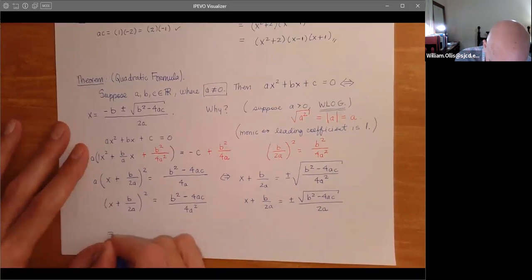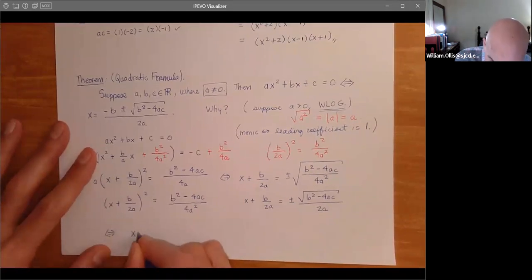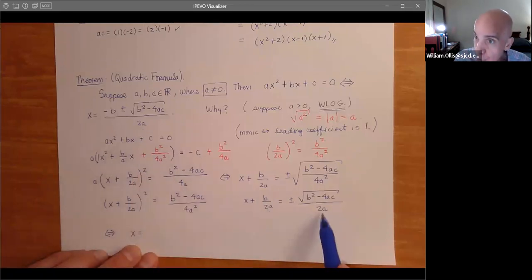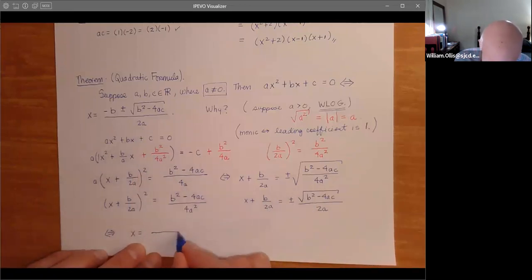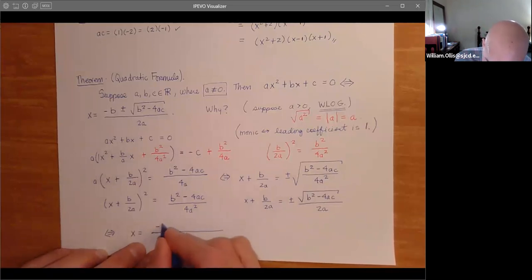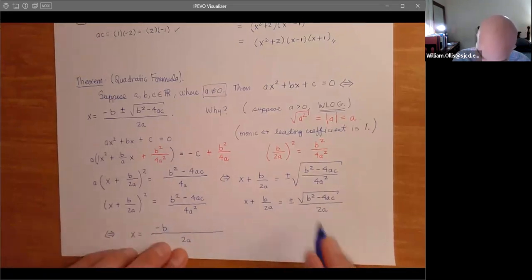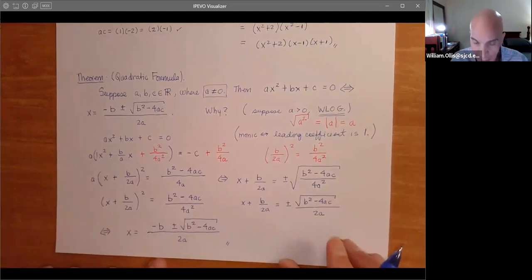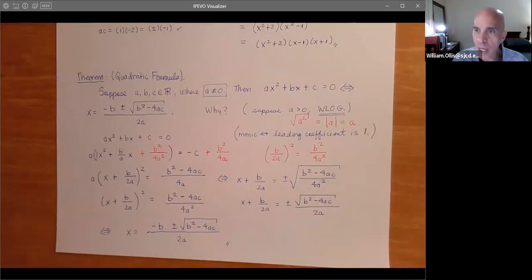So equivalently, x will now be, again, we can write the minus b over 2a first. Again, we've noticed we have the same denominator, so we can write one fraction bar. So we have 2a. And then, of course, now we'll have the minus b, or the opposite of b. And then, of course, plus or minus the square root of b squared minus 4ac. And so now what we're seeing is that this formula is actually quite doable.